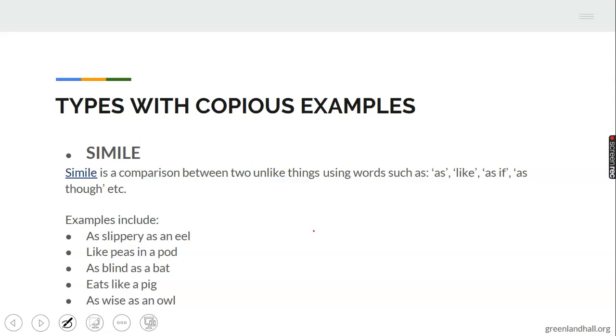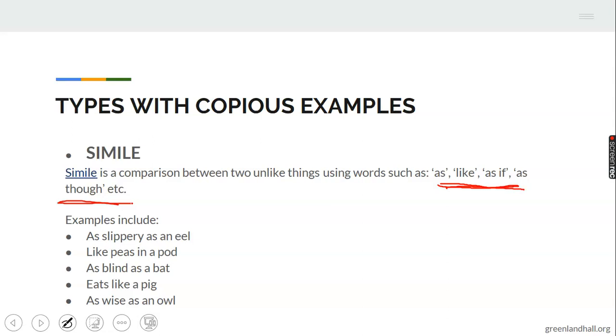Then let's go to our first figure of speech, which is simile. We say simile is comparing two things using as, like, as if, and as though. When you compare two things using any of these, that's a simile. If you see any expression where two things are compared using any of these words, that's simile. As slippery as an eel, like peas in a pod, as blind as a bat, eats like a pig, as wise as an owl.